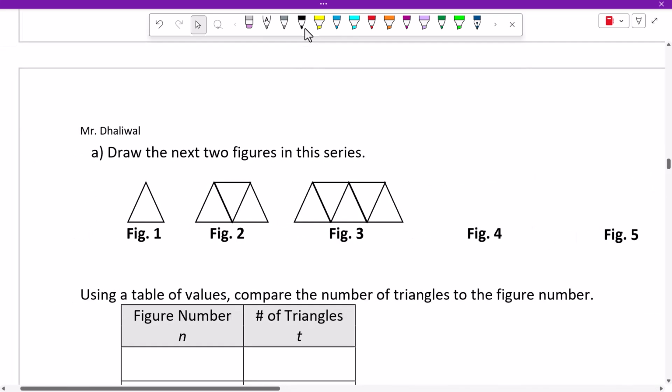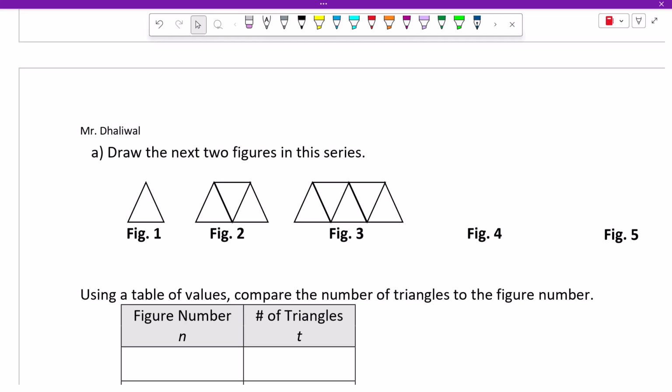All right. So here we have this diagram going on. We're comparing figure numbers to this diagram. That's what the triangle is growing. So what are we counting? Are we counting triangles? Are we counting lines, inside lines, outside lines, all lines? What is it asking us to count? Triangles. Just how many triangles are in each diagram.